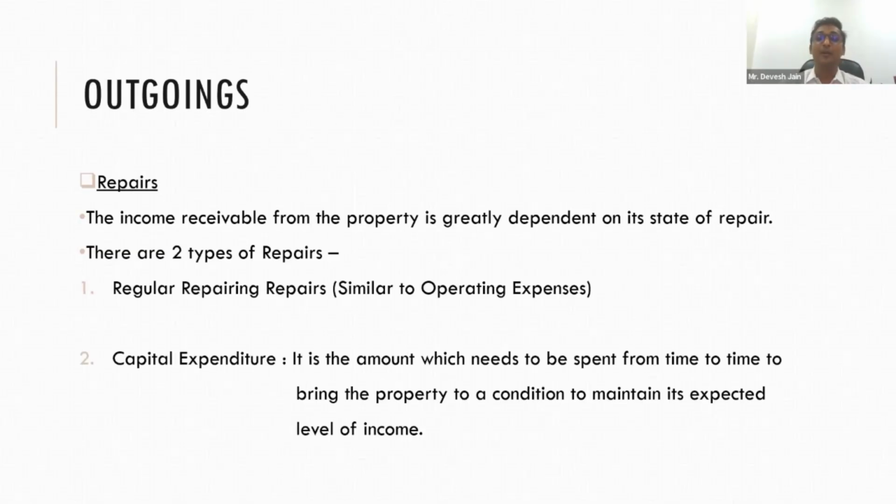Okay, so if I give my property on rent, it is my duty to maintain it or take maintenance from the person who has taken the property on rent, and to maintain the property so that next time when I give the property on rent, my level of income is not hampered.